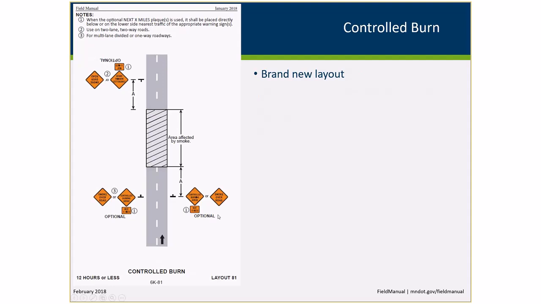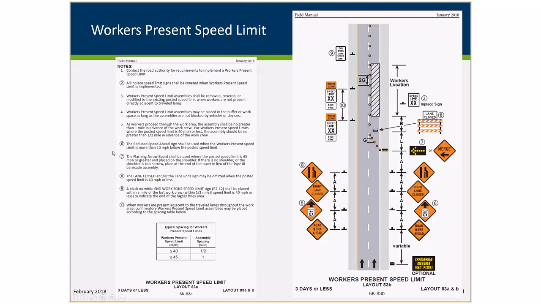Controlled burn was another layout that was added based on requests, and so that's in there just to be aware of it. We added the workers present speed limit layout in here because under certain applications or criteria, it's required by law now. If your work is greater than 24 hours and you're taking a lane and workers are present in that adjacent lane, you're required to put up a workers present speed limit. We are telling whoever is working on it that they have to contact the road authority for those requirements, but this is the layout that they ought to be using when they're setting up a workers present speed limit.